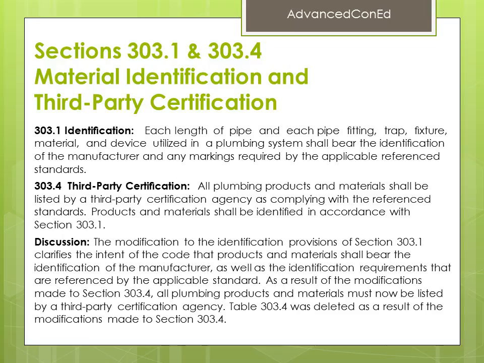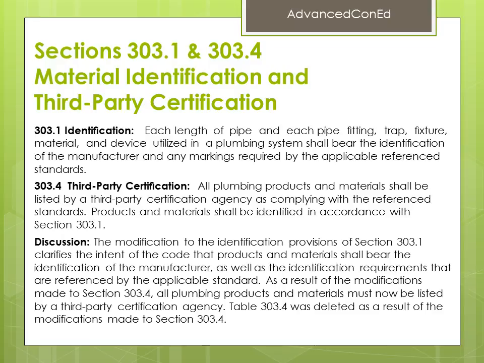303.4, Third-Party Certification. All plumbing products and materials shall be listed by a third-party certification agency as complying with the referenced standards. Products and materials shall be identified in accordance with Section 303.1.